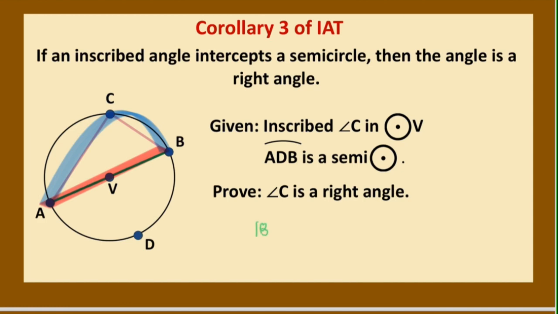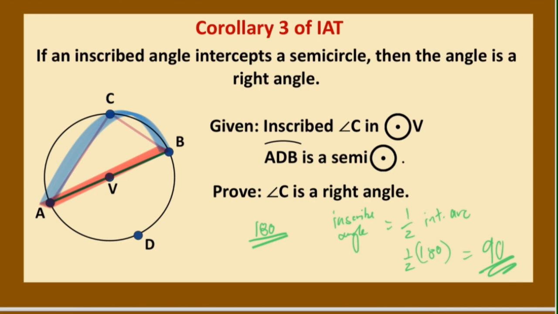Semicircle is 180, right? And what's the formula that we established earlier? Inscribed angle is equal to one half its intercepted arc. So if ACB intercepts a semicircle, what is one half of 180? It's equal to 90. That's it. Corollary 3 doesn't have to be complicated. It's just the application of the formula.